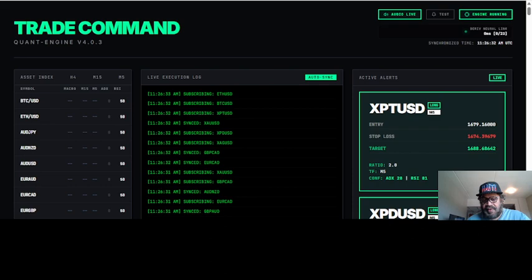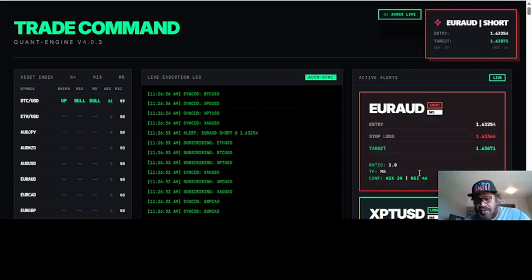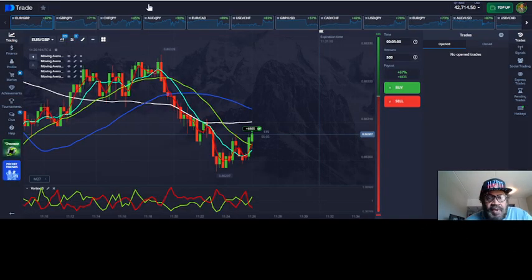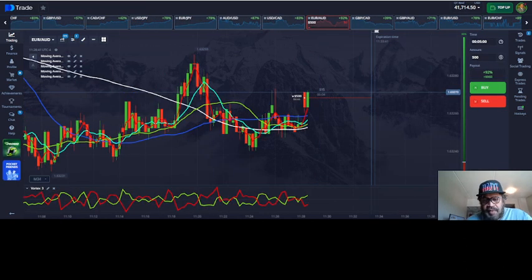Let's see here, what do we have? Okay, so we have a Euro Aussie dollar short. All right, so let's go to Euro Aussie dollar. Okay, so I just took that Euro Aussie dollar short.